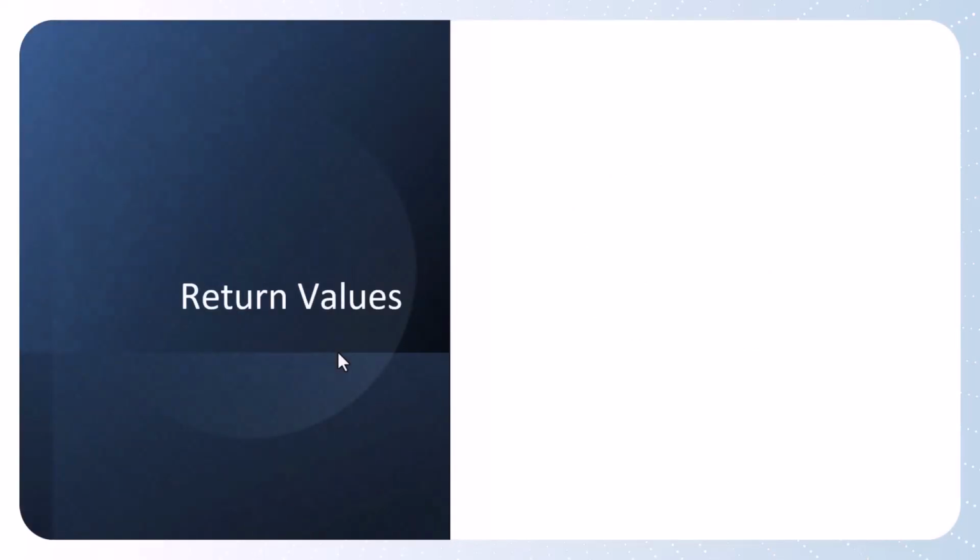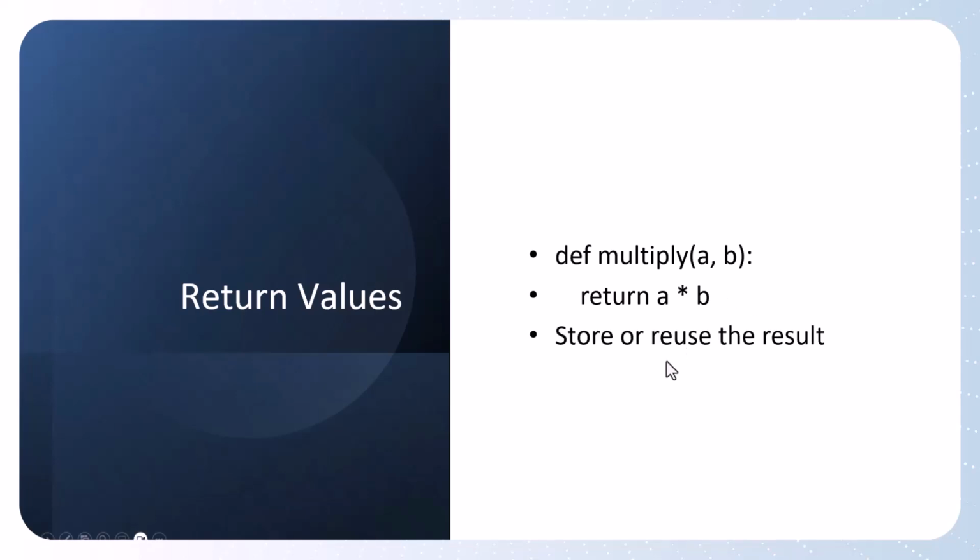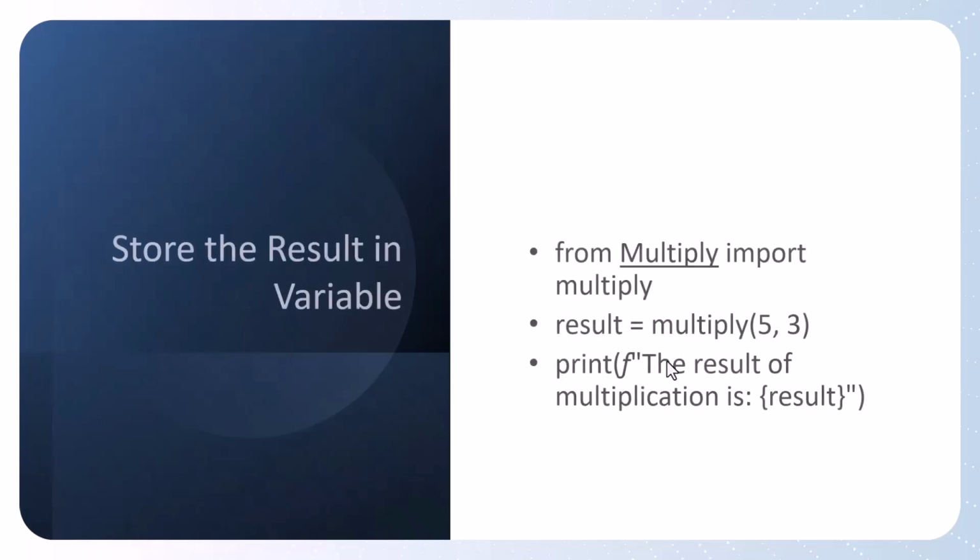Now the next slide is return value. This is the most important because I've created a few examples to show what the return value is and how return values are used. Now def multiply(a, b), as you can expect, returns the multiplication of two numbers, two parameters a and b, and stores or reuses the result. So store the result in a variable.